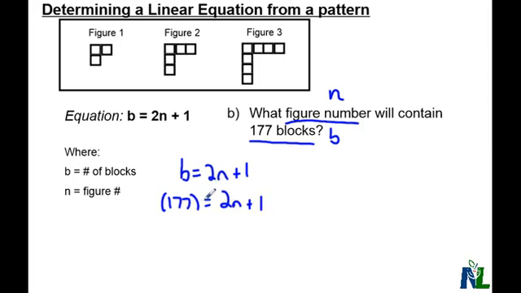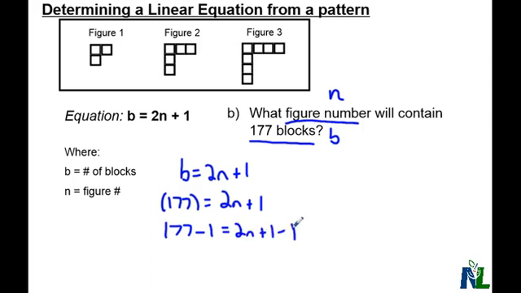Now, this type of problem is a little more challenging when the variable you're looking for is on one side of the equation and there's other pieces there like this plus 1. There's two steps to solving this problem. And in order to do that, I'm going to begin by undoing this addition of one block. So the opposite of adding one is subtraction. So I'm going to do that to both sides of my equation. 177 minus 1 is equal to 2n plus 1 minus 1.